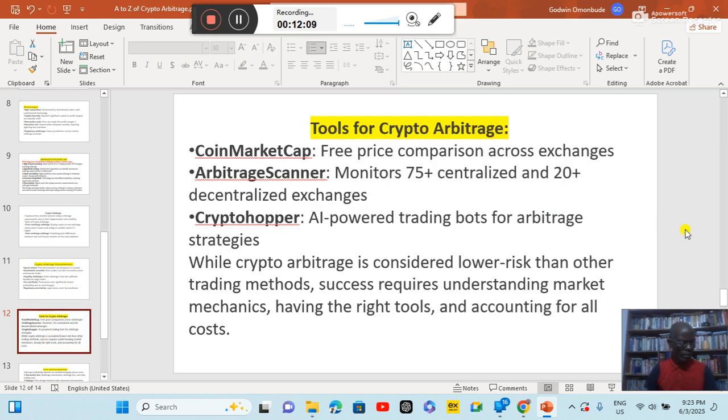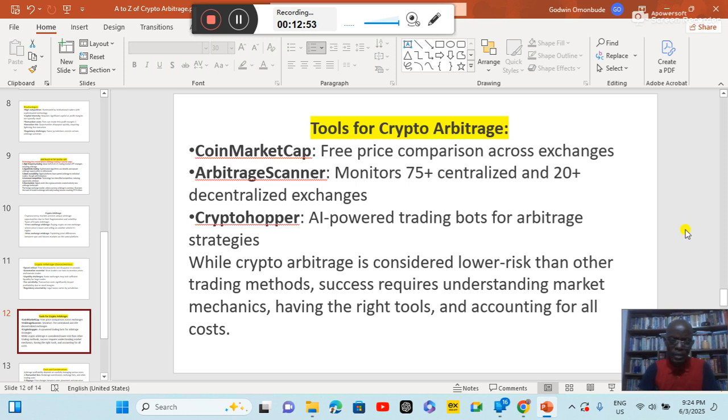What are the tools that we need to be able to do arbitrage trading? The tools are so many. For example, if you're going to go into arbitrage trading, some of the first tools that you must take into consideration, you must have knowledge of the workability of CoinMarketCap and CoinGecko, Arbitrage Scanner, CryptoHopper, BigGaps, and so many others.